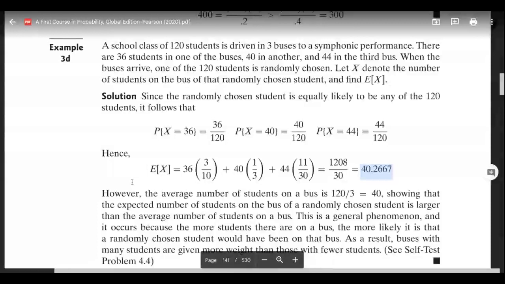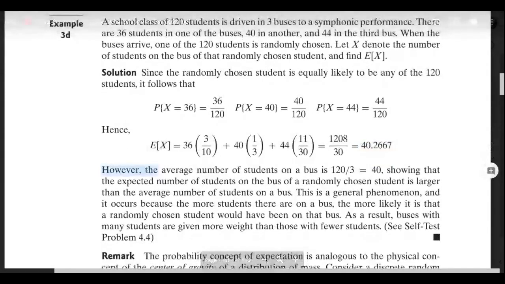So what does this say? The average number of students on a bus is 120 divided by 3, which is 40. So this shows that the expected number of students on the bus of a randomly chosen student is larger than the average number of students on the bus.